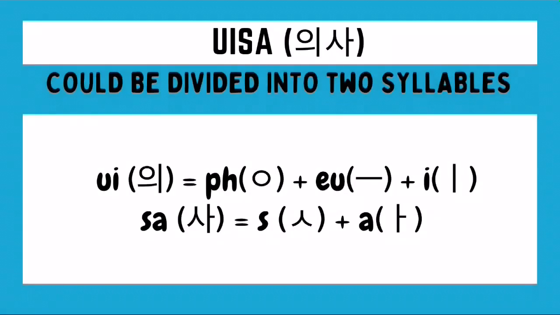How do we write 의사 in Hangul? It is composed of two syllables. The first syllable is written by drawing first an iyong character, followed by an u character, followed by an e character. For the second syllable sa, we need to draw first a siyut character, followed by an a character. And then we just have to combine the Hangul for each of these two syllables to form the Hangul of the word 의사.